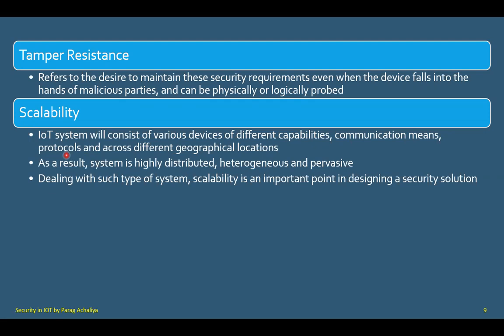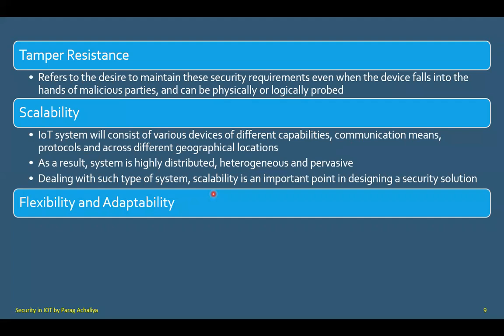So when dealing with such a system, scalability is an important point in designing a security solution. The nature of your IoT system is based on various parameters as we have discussed, like capabilities, communication, protocols, and geographical location. In such a situation, there will be a heterogeneous system. So the security solution for such a heterogeneous system must be implemented very properly based on the scalability of the IoT application.